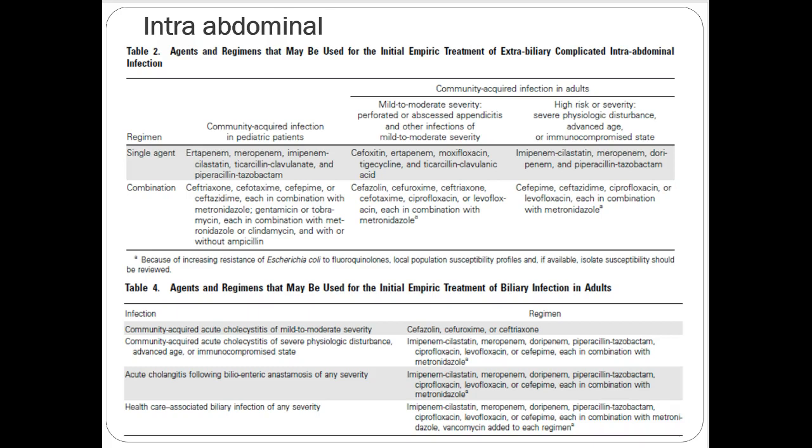I'll just throw this out there. A lot of people like to just use Cipro/Flagyl for these. Cipro doesn't have great E. coli coverage, so I'd recommend not using that. I don't think they have Cipro on here, do they? Oh, yeah, there it is, under mild to moderate.